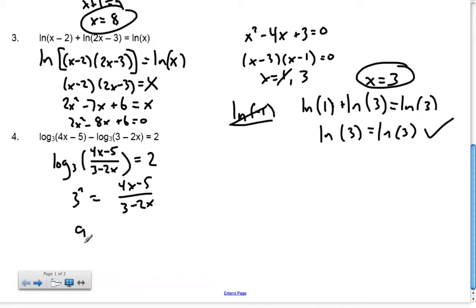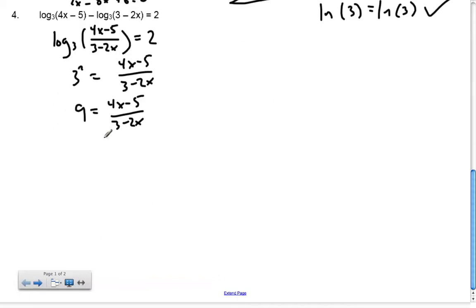And 3 squared, hopefully we're all not getting stuck on that step. Alright, 3 minus 2x. How am I going to solve this? I would probably solve this rational function by cross-multiplying. You can think of this as 9 over 1, so I'm going to multiply across diagonally this way. 4x minus 5 is equal to, and across diagonally this way, 9 times 3 is 27, minus 9 times 2 is 18x. Okay, add 18x to both sides, I get 22x. Add 5 to both sides, I get 22. x is equal to 1.